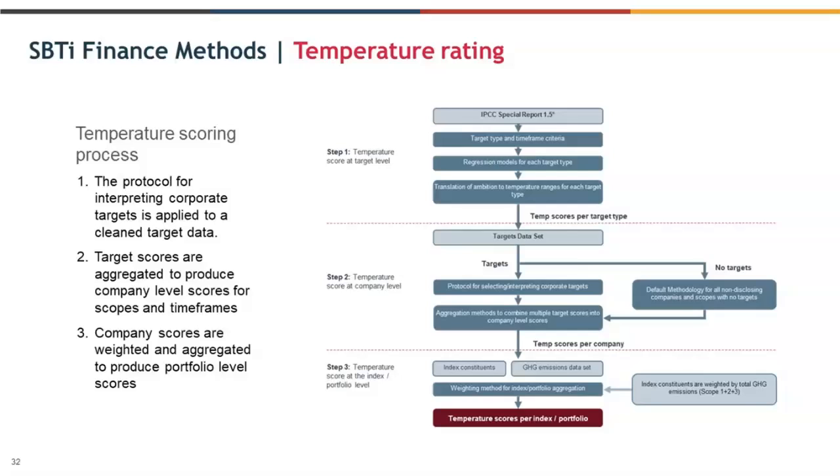The second step of the method is where we aggregate the various company targets. A company may have many different types of targets across different timeframes and different scopes, and we aggregate that to produce an overall temperature rating at the company level. We also have the default scoring method here. If companies do not have targets, we're still able to provide them with a temperature rating. This allows us to achieve this 100% coverage because we can give this rating to all companies, even if they do not have a public valid target.